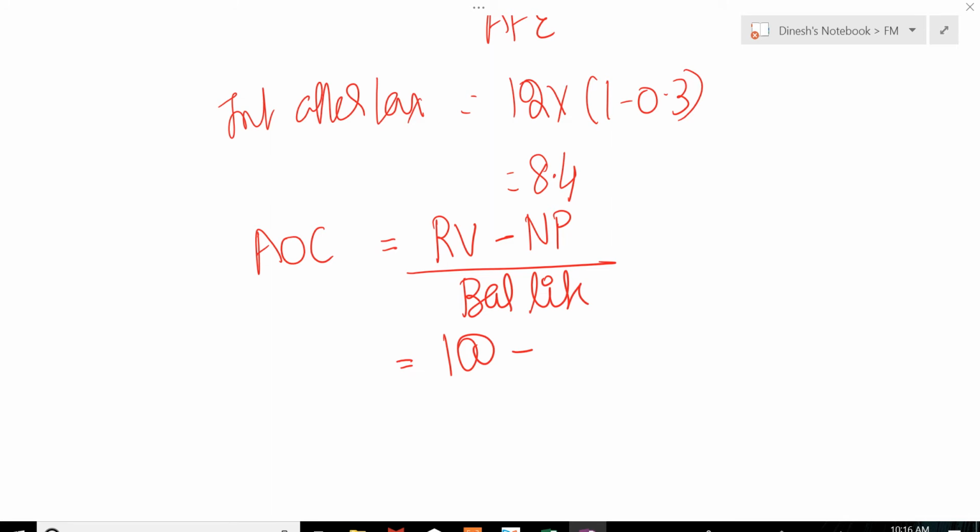Now coming to net proceeds, new issue, existing issue. New issue, issue price minus flotation cost. The amount is directly given. What is that number? 92. 100 minus 92. How many years of life? 8. 100 minus 92 divided by 8.